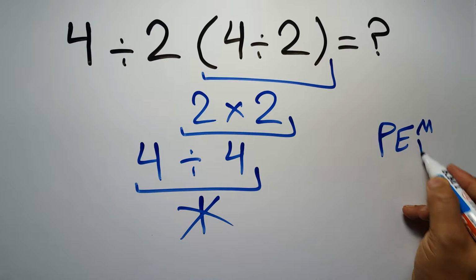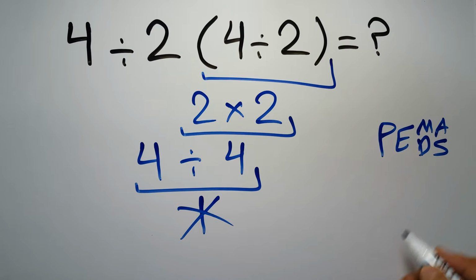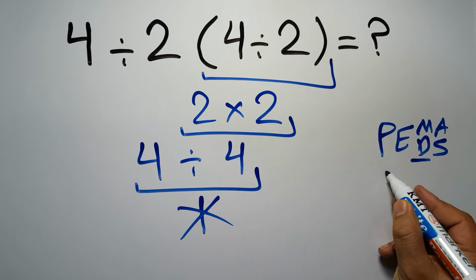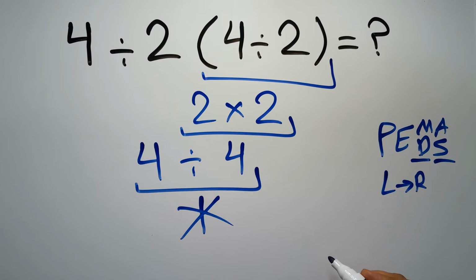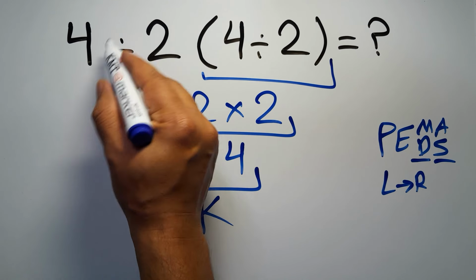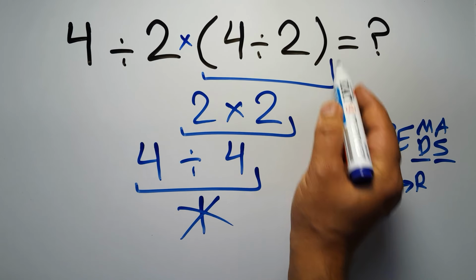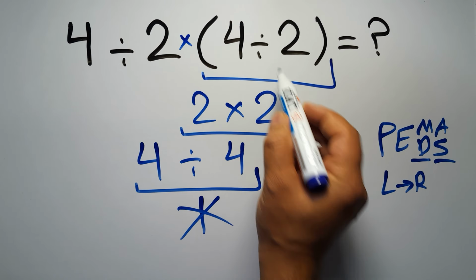exponent, then multiplication or division, and finally addition or subtraction. Remember that multiplication and division have equal priority, and we have to work from left to right. And the same applies to addition and subtraction. In this expression, we have one division, one multiplication, and one parenthesis. Inside this parenthesis, we have one division.